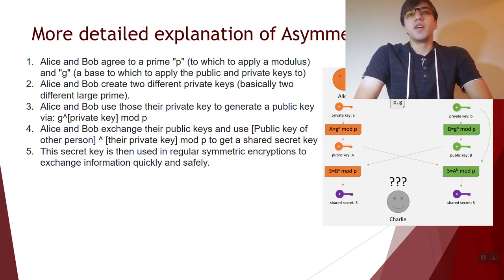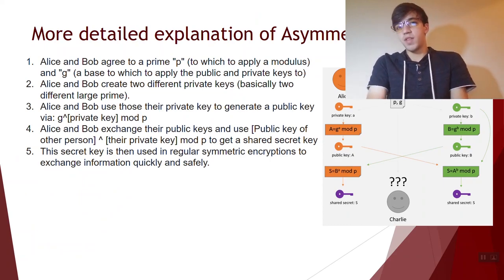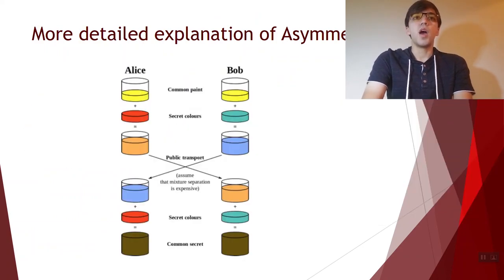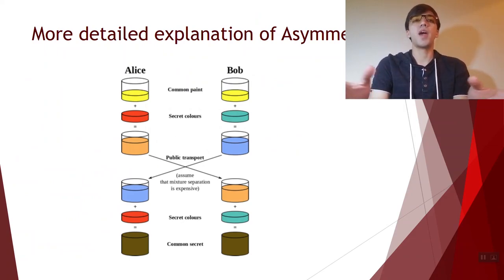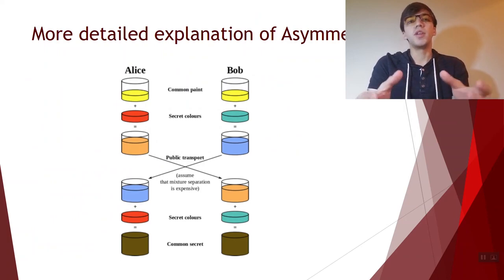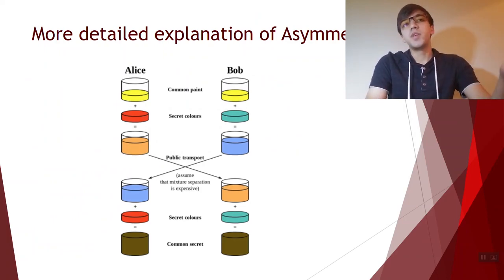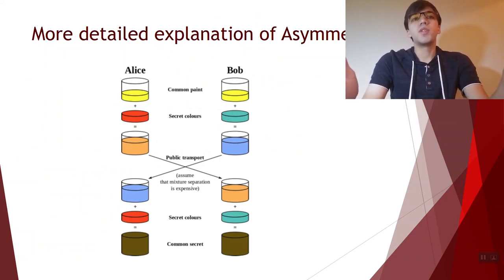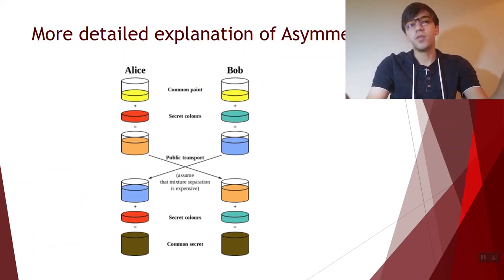Here's a pretty detailed explanation of asymmetric encryption if none of that made sense to you. You can of course read this on your own time if you really want to. But what it boils down to is that Alice and Bob both have some common information that they're agreeing upon. In this example, they're using paint to describe how this works. Alice and Bob have some shared paint, and both Alice and Bob have secret colors. When they mix those colors, they both have different color arrangements.